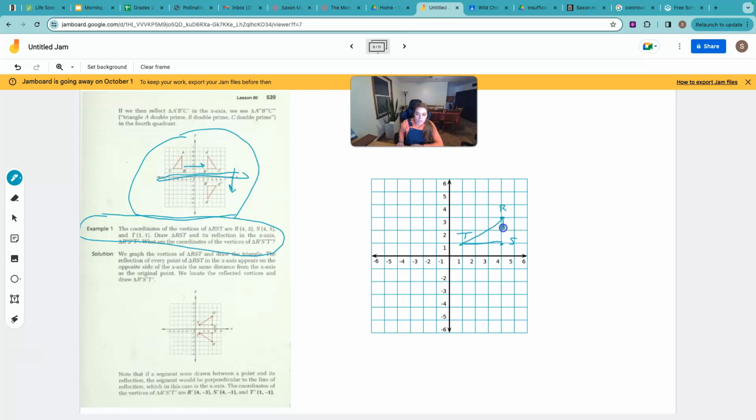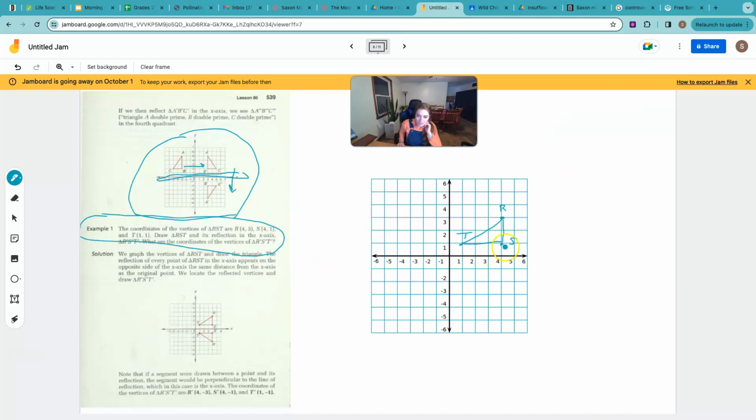Woohoo. So then it's asking us, draw triangle RST and its reflection in the x-axis, R'S'T'. You can see here that it's called R prime, S prime, T prime. It's basically saying it's the same triangle, but it's been put into a different position. So that's how you would write that. Okay. So it wants us to draw RST and its reflection in the x-axis. What are the coordinates of the vertices of R prime, S prime, T prime?